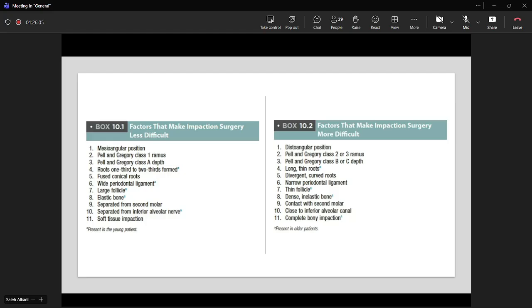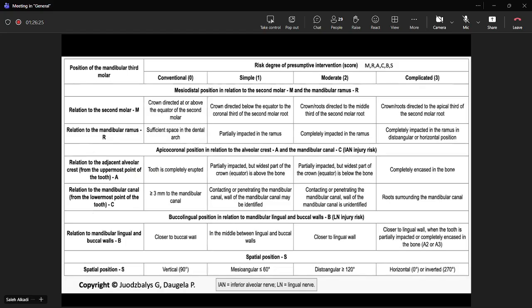And these are tooth factors, and let's say tooth and surrounding structures, because we have also other difficulty factors that you need to consider related to the patient, not to the tooth. So these are all the classifications, but the most famous classifications.